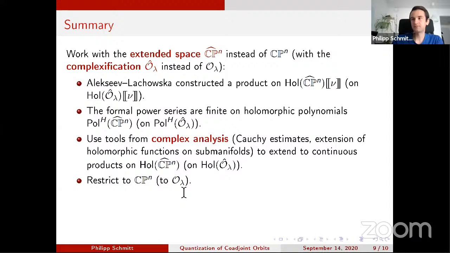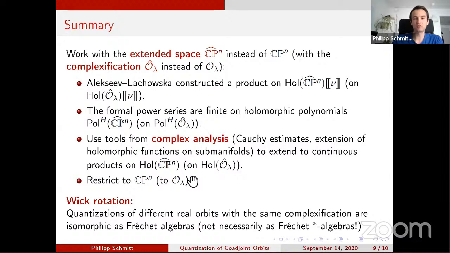And there's one direct consequence of that approach: if we take two different real orbits which have the same complexification, because we really just quantize the complexifications and then restrict to the orbit, and the restriction in the end is an isomorphism on this algebra of analytic functions, we get isomorphic Fréchet algebras. But if we also consider star involutions on these algebras, then this isomorphism will not be compatible with the star involutions. I should just point that out.